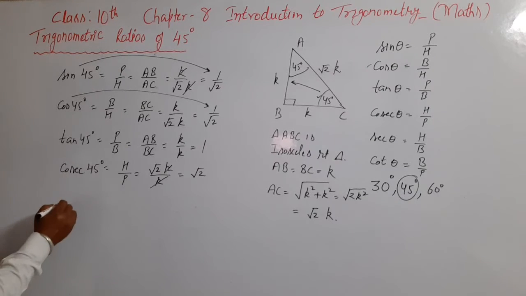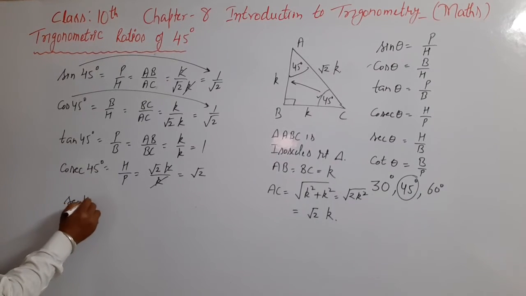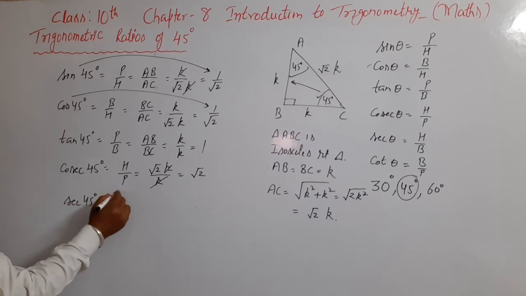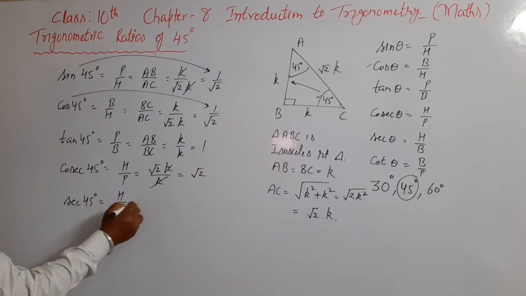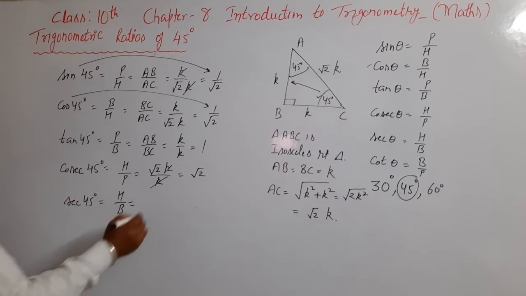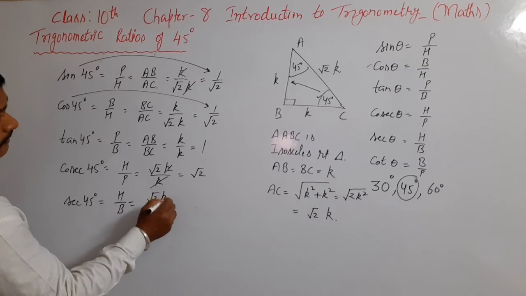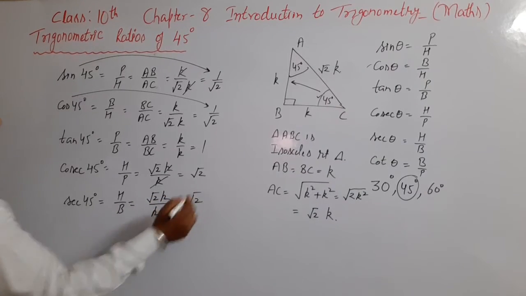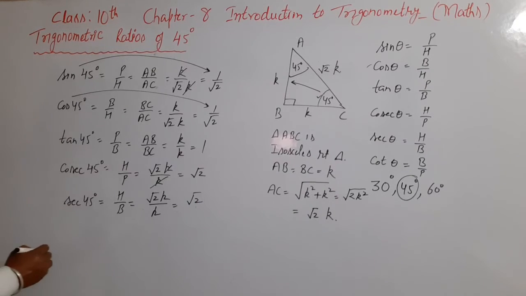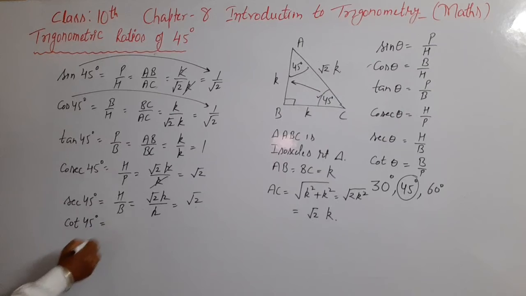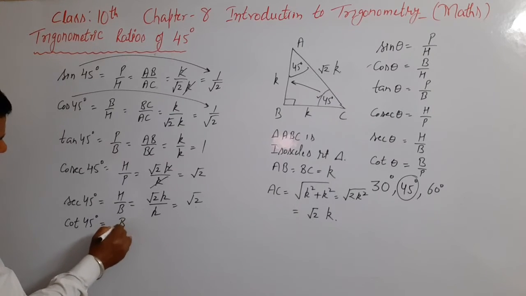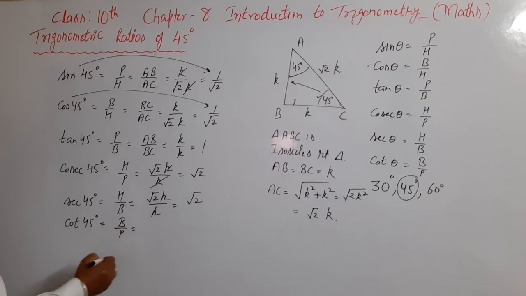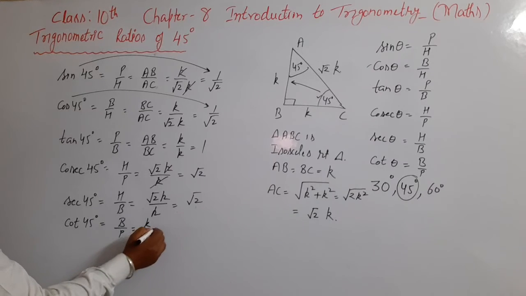Secant 45 degree is equal to hypotenuse upon base is equal to root 2K upon K is equal to root 2, and cot 45 degree is equal to base upon perpendicular is equal to K upon K is equal to 1.